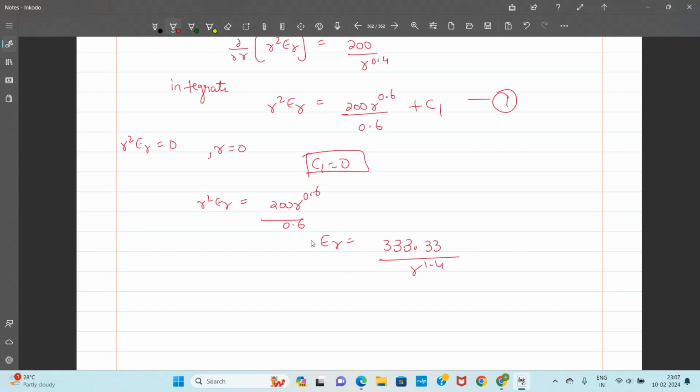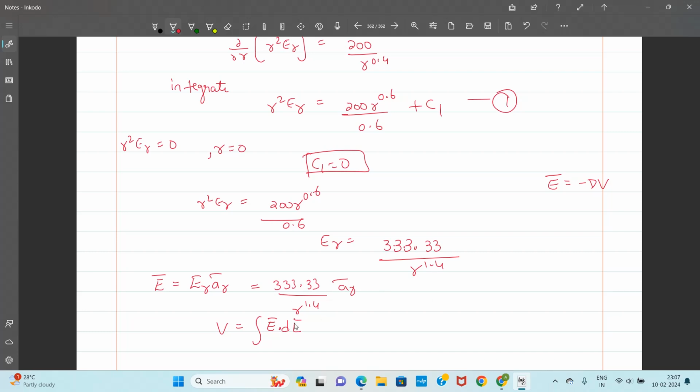This is the magnitude of your intensity, but my total intensity is going to be magnitude as well as direction. So I can write this as 333.33 by r power 1.4 in the aR direction. But what we're trying to find out is potential. And if I know E, the equation to find potential is the line integral of E dot dl. This is the equation which relates potential and intensity. If potential is given, intensity is calculated using this equation. But if intensity is given, the potential is calculated using this equation.